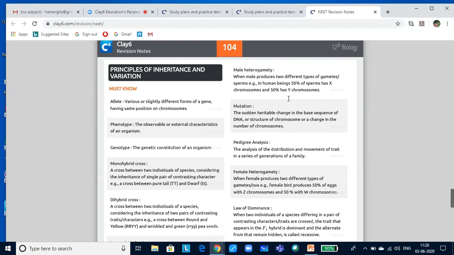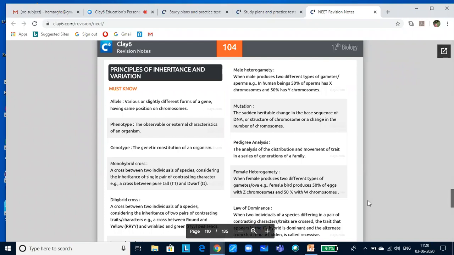species, race, and family. The main sources of variations are crossing over, which happens during meiosis, chance combination of chromosomes during meiosis, fertilization, and mutation. And mutation is the ultimate source of variations. Mutations are sudden heritable changes.